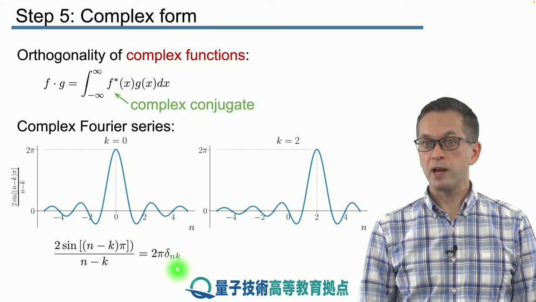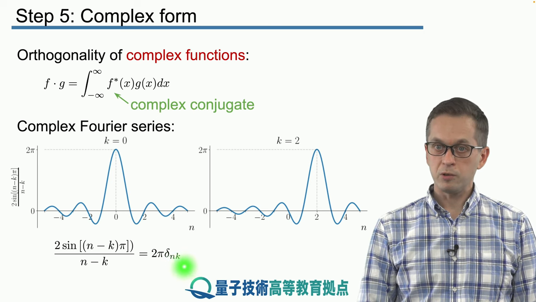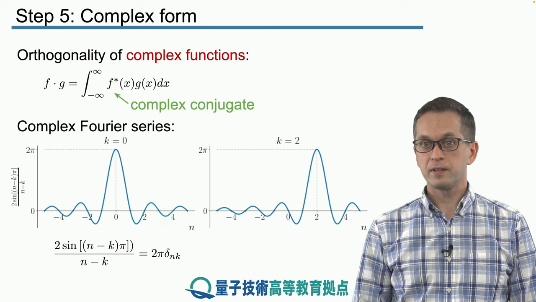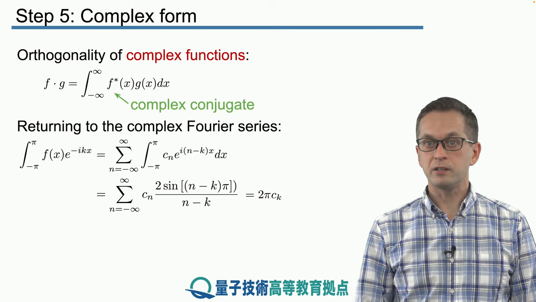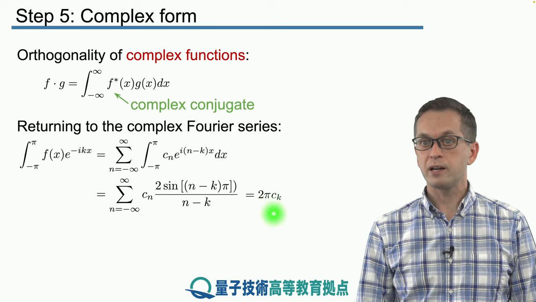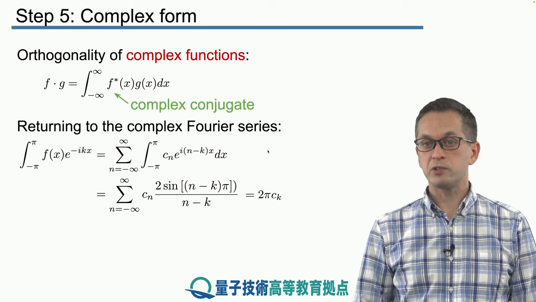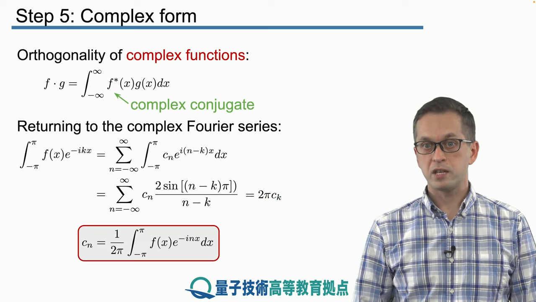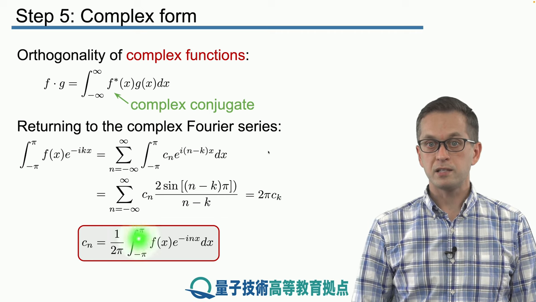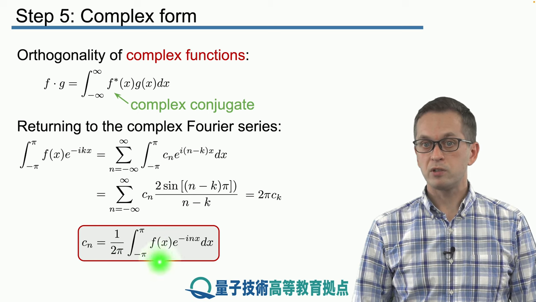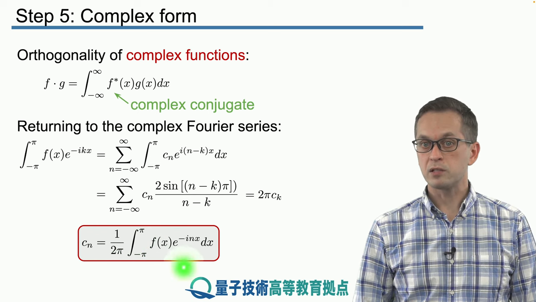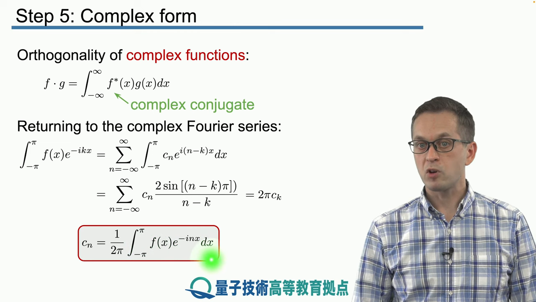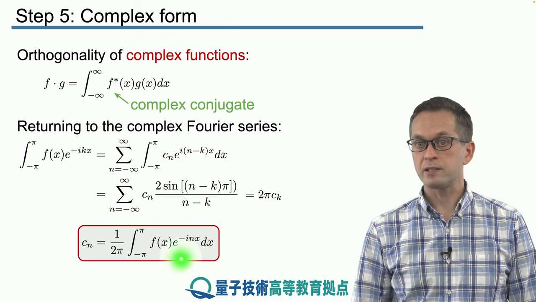So it's 0 whenever n is not equal to k, and when n is equal to k, it is equal to 2 pi. And that immediately helps us evaluate this sum, and we see that the whole integral becomes 2 pi times ck. And there we have it. We have just derived the complex coefficient for the Fourier series in the complex form, and it's given by the following integral. cn is equal to 1 over 2 pi times the integral over our period, the function that we are trying to expand in its complex Fourier form, times this complex exponential, e to the power of minus i nx.